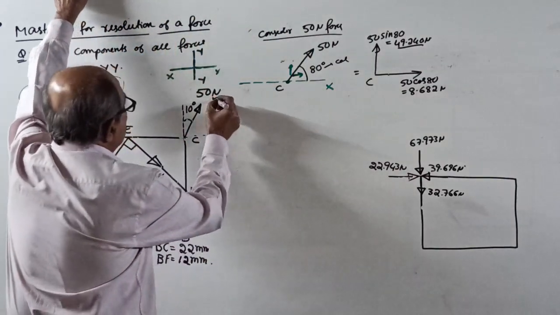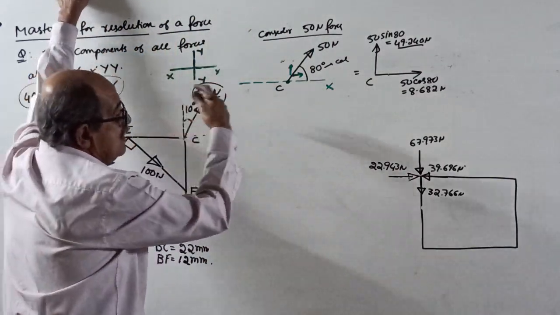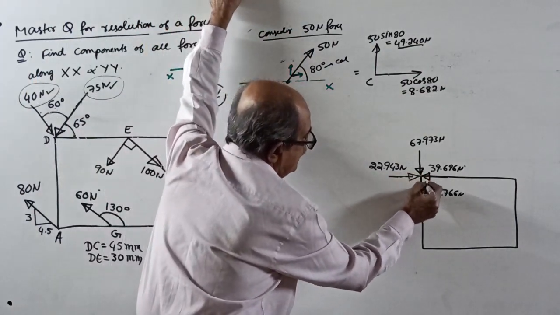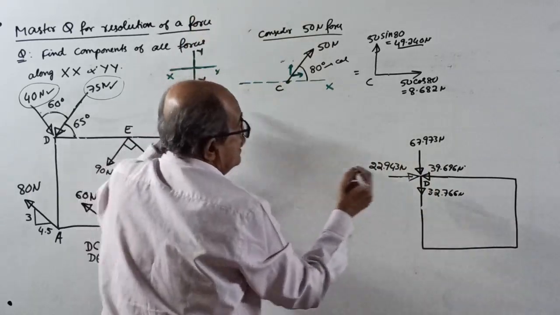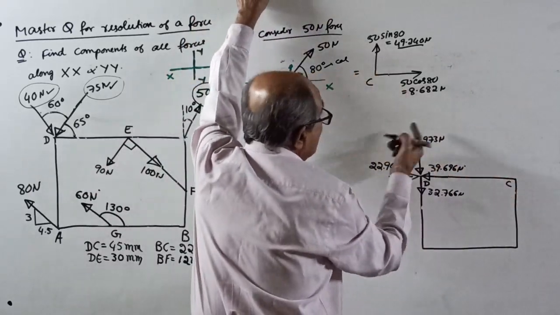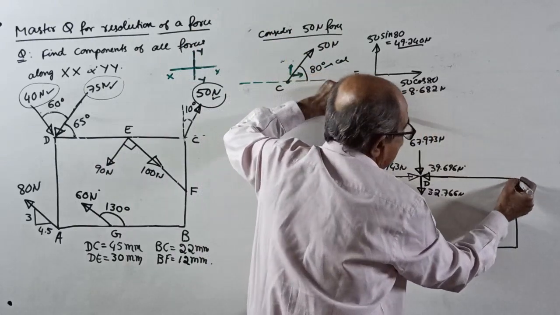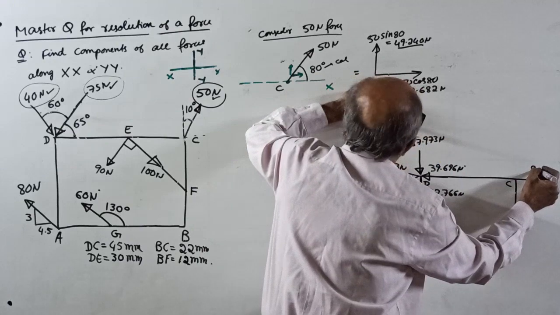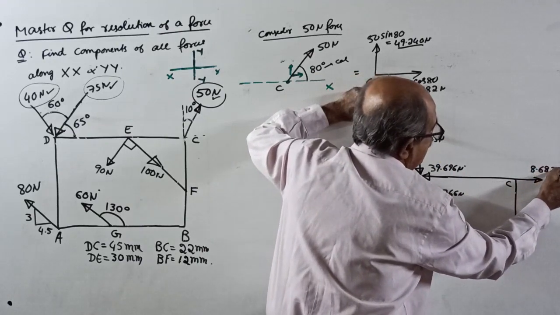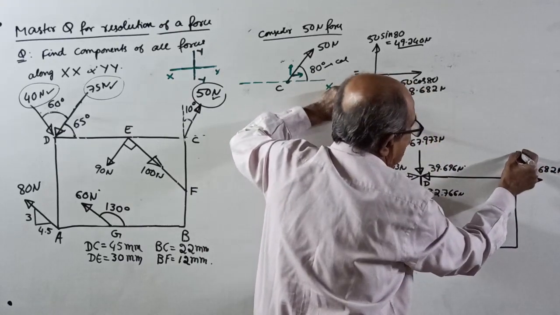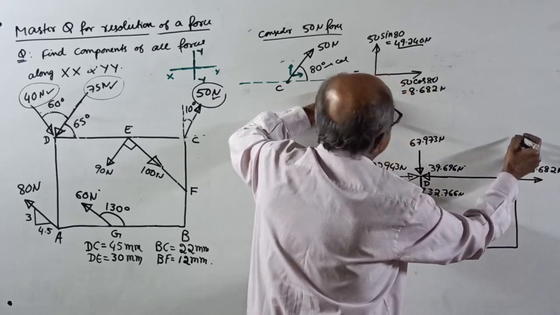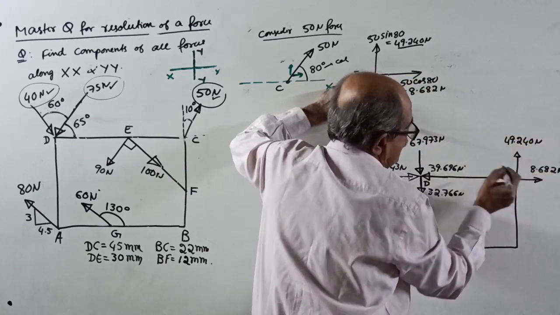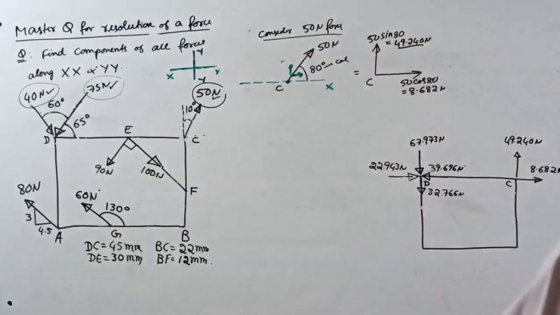Now this 50 Newton force also is over. Therefore, later, this is the point D. Later, through the point C, if you want, you can write a right side force of 8.682 Newton, and a vertically upward force of 49.240 Newton. Hope it is not outside the camera.